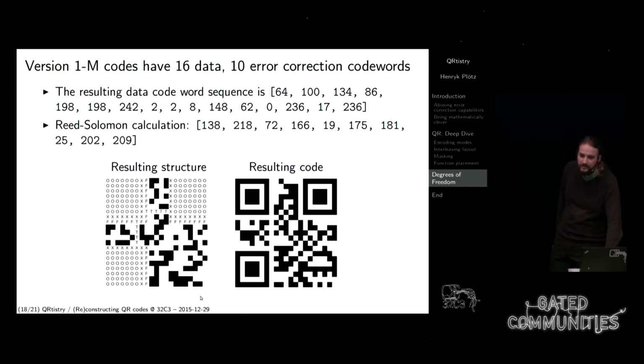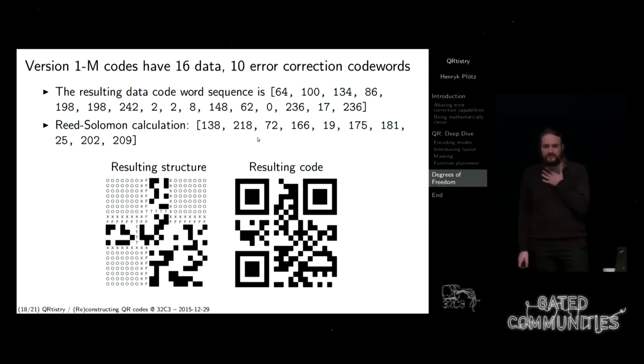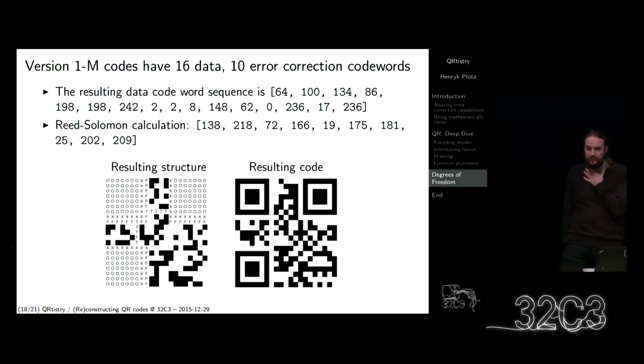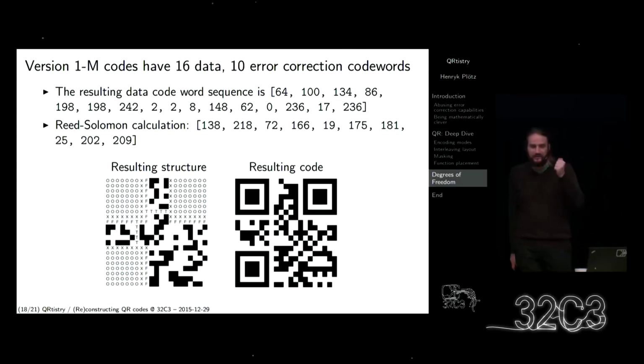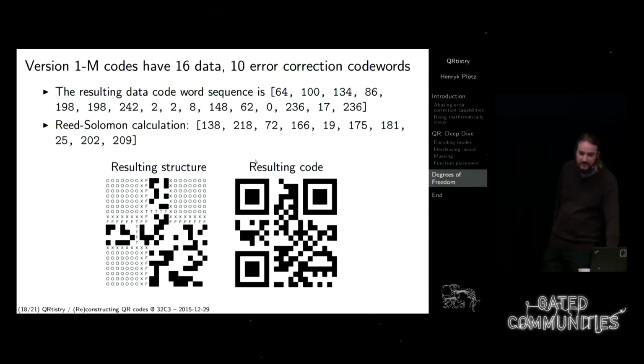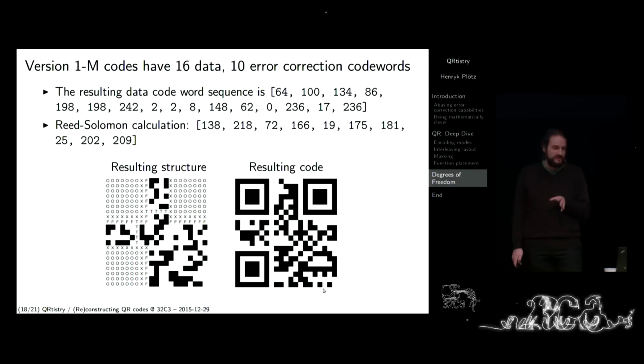And this would be the structure that results. If those are the data words, then I calculate the Reed-Solomon error correction code. Luckily, I didn't have to do that by myself because I suck at math and there was a Python library already available to do that. Yay, open source. And then encode this into the matrix, place it, and this is the code that would result. One of the possible codes that results.